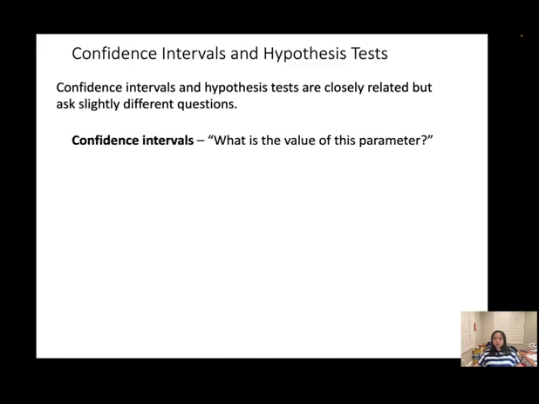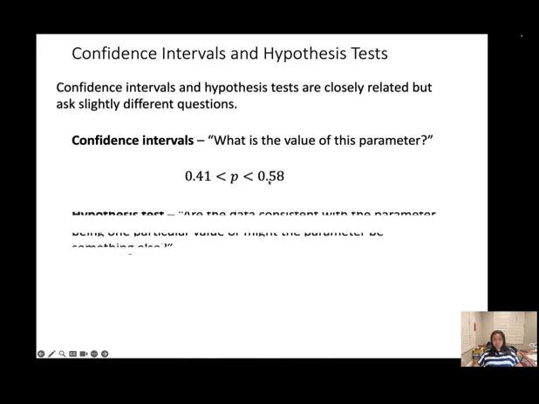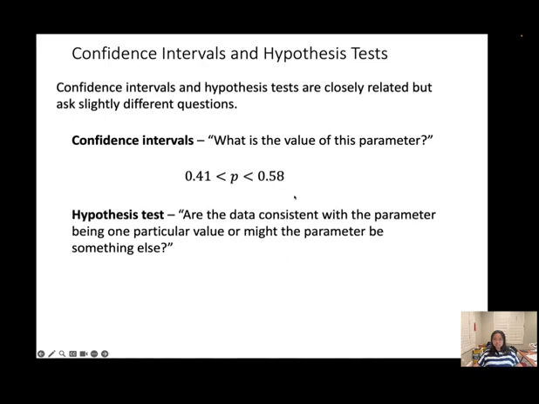Confidence interval: what is the value of this parameter? So we are working on the population proportion, and it will be within a range. Or you could say the population proportion will be within 41% to 58%. And hypothesis testing: are the data consistent with the parameter being one particular value, or may the parameter be something else? So we set it up so that either the null hypothesis is equal to 30%, or the population proportion is strictly greater than 30%.